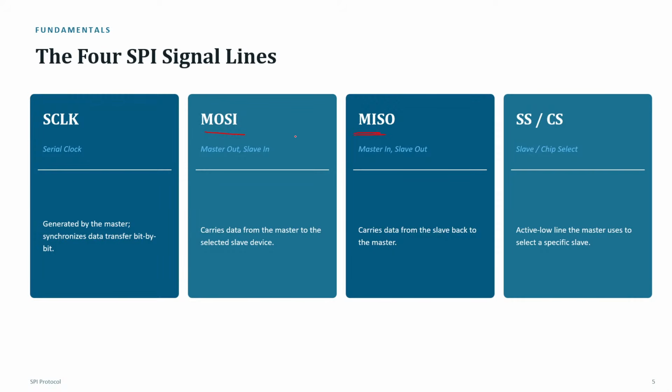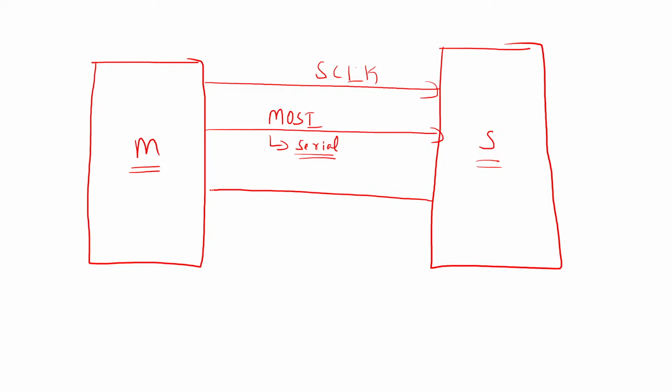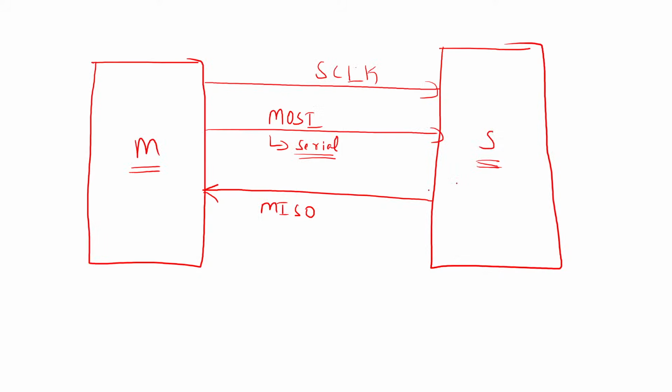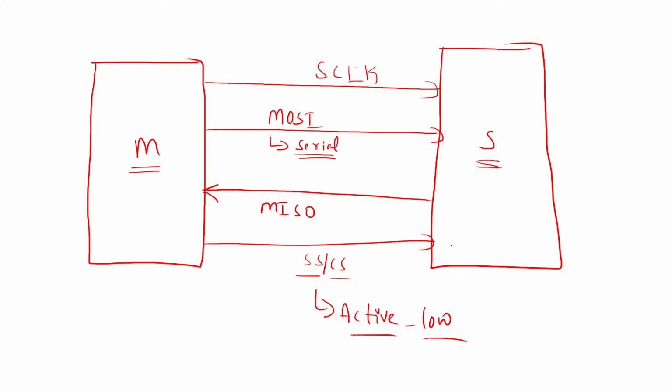And MISO is what you use if you want to read the data. MISO means master in slave out. And if you want to select the slave and have communication with this particular slave, you are going to use something known as slave select, and in some configurations you might see chip select. So using the slave select or chip select, you're going to select that particular slave. And this is active low. That means if it is equal to 0, then your slave will be selected, and if it is equal to 1, your slave will be deselected. That is why it is known as active low. So these are the pin configurations of my SPI device.